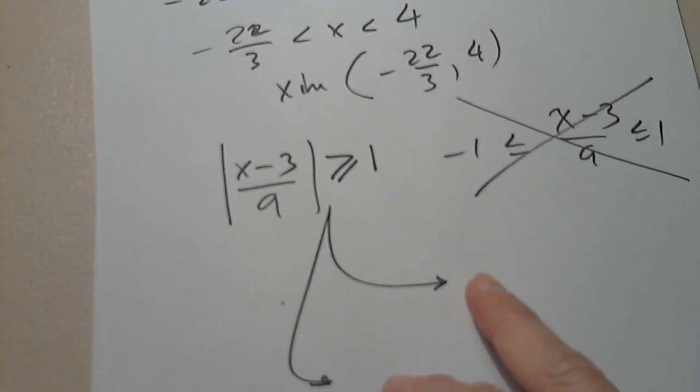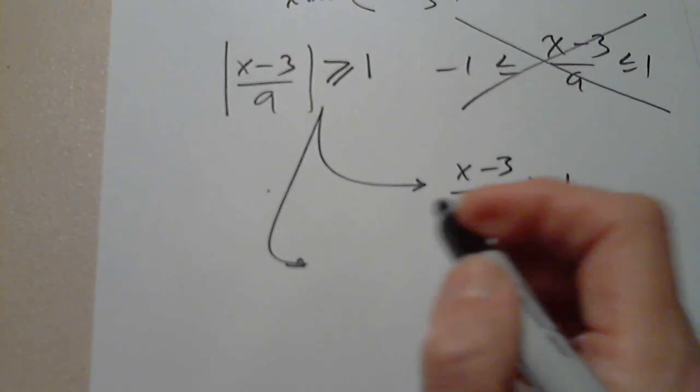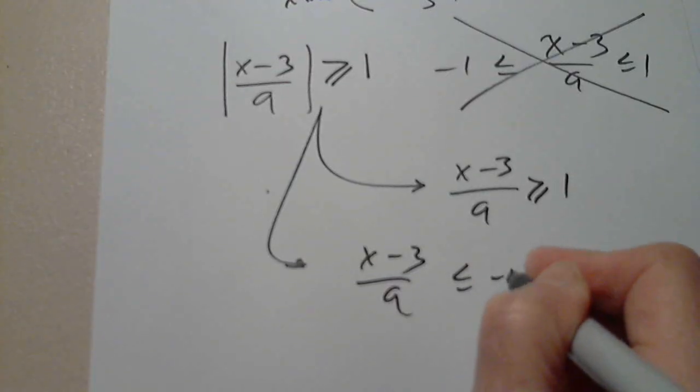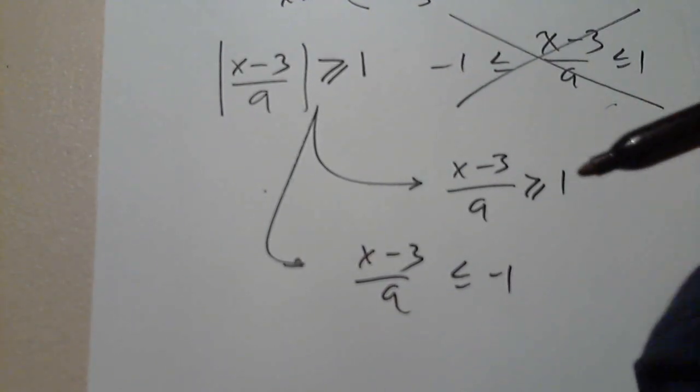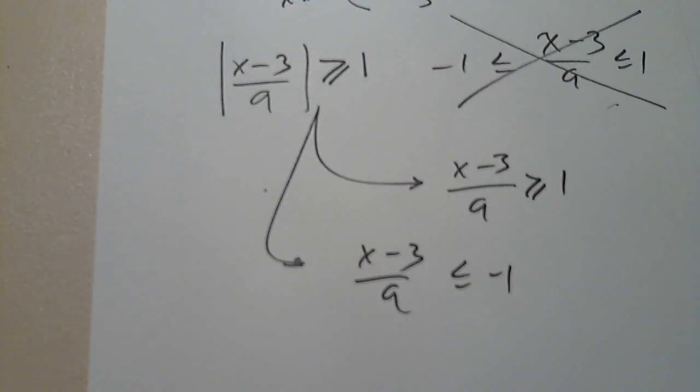So if it's not this one, then what are the options? Or I should say the only option. Well, I'm really hoping that you will just say this, right? It cannot be in between, it has to be to the side, greater than 1 or less than or equal to -1. And now I'm allowed to multiply, divide, subtract, whatever I want to do.